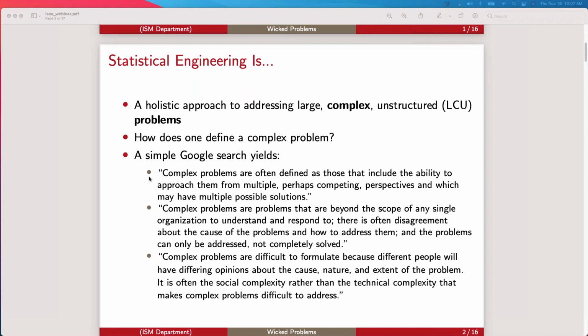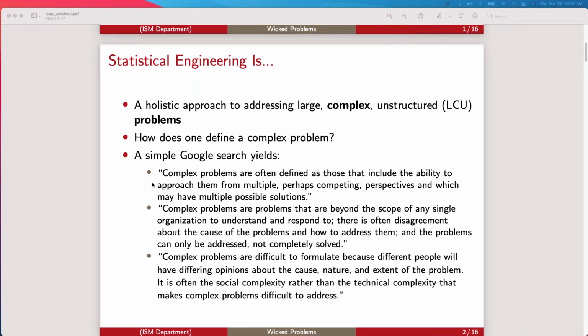A third definition: complex problems are difficult to formulate. Aha, we're getting somewhere. Because different people will have differing opinions about the cause, nature, and the extent of the problem. It's often the social complexity, something that I didn't hear in some of the previous talks, rather than the technical complexity that makes complex problems so difficult to address.